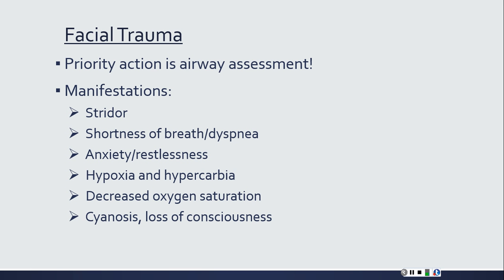Also, shortness of breath and dyspnea. I mean, if the patient's struggling to breathe, you've got to figure out what the problem is, and get some oxygen to them. Anxiety and restlessness, again, could indicate impaired airway. Hypoxia and hypercarbia, so decreased tissue perfusion, but also increased what? What's hypercarbia? Too much CO2. Also decreased oxygen saturations, cyanosis, and then loss of consciousness as well.